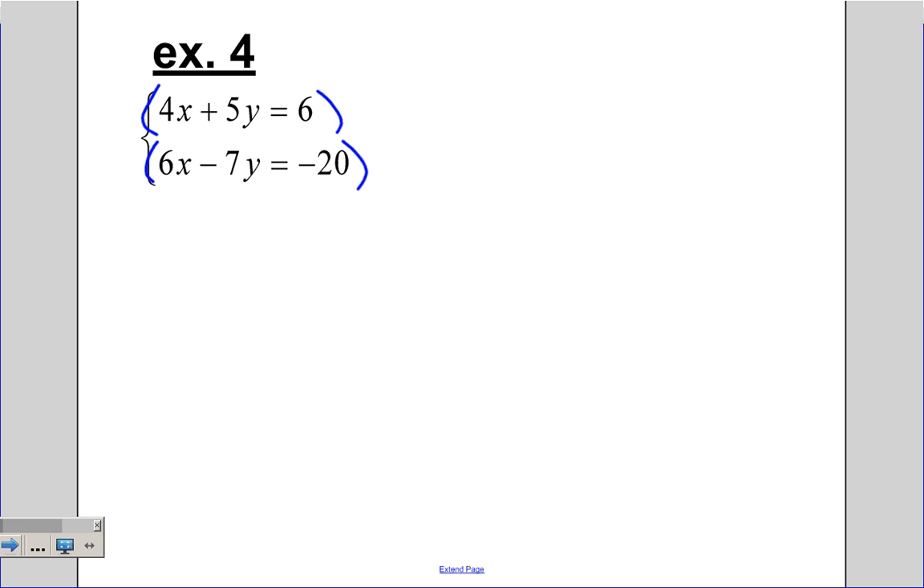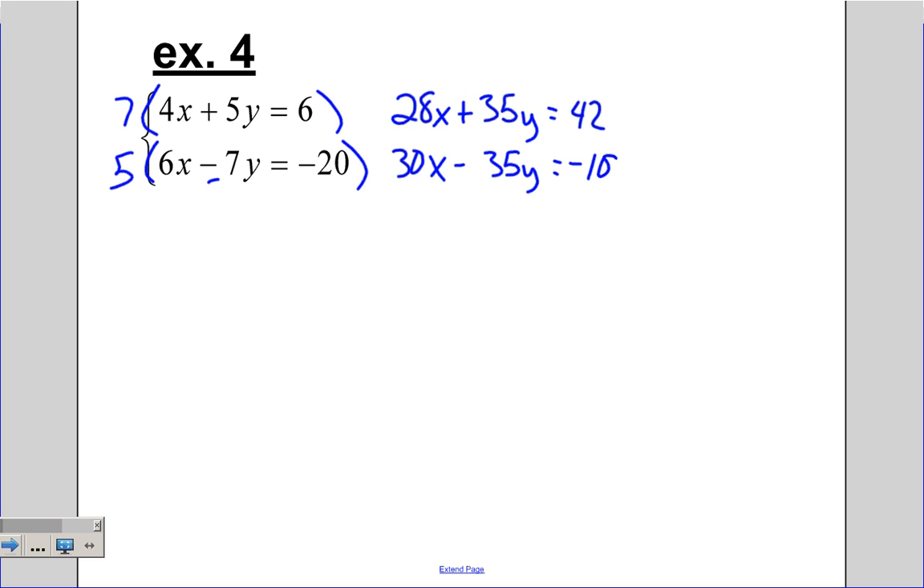Now, the reason I'm doing that is because I have a positive 5 and a negative 7. So all I have to do is multiply by positive numbers. 5 and 7 both go into 35. So that's what I'm choosing. I'm going to take the top line and multiply it by 7. When I do that, I'm going to get 28x plus 35y equals 42. I'm going to multiply the bottom one by 5 because I've already got the negative here. That's going to give me 30x minus 35y equals negative 100.